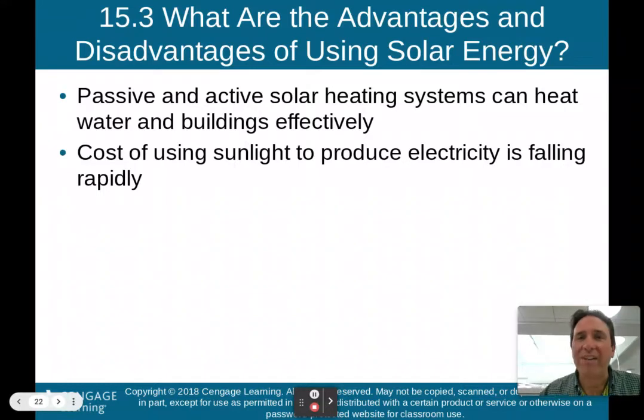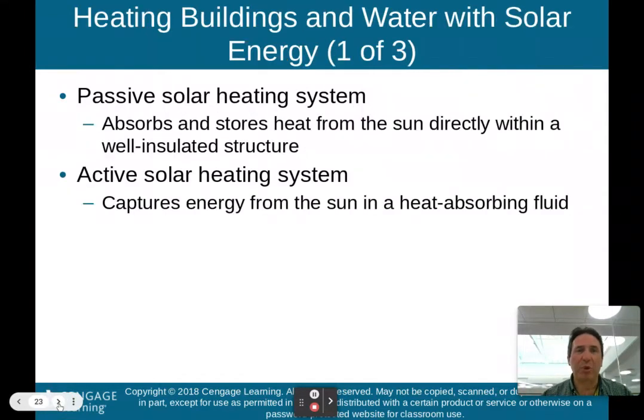So what are the advantages and disadvantages of using solar energy? Well, we have passive and active solar heating systems that can heat water and buildings rather effectively. And we'll talk about what they are in just a second. The cost of using sunlight to produce electricity is falling rapidly. Again, that's the technology getting better, getting cheaper, and allowing mainstream people like you and I to potentially get into this solar revolution, this sunlight way to produce electricity.